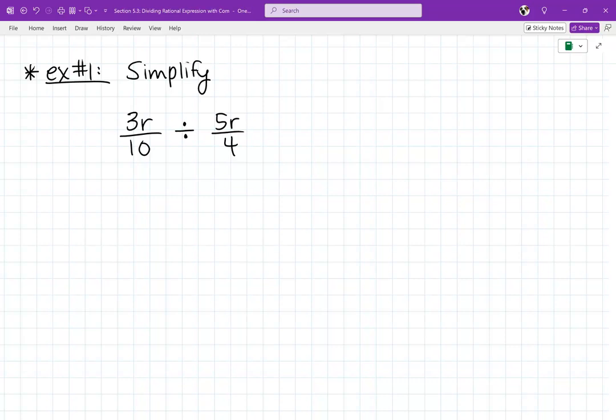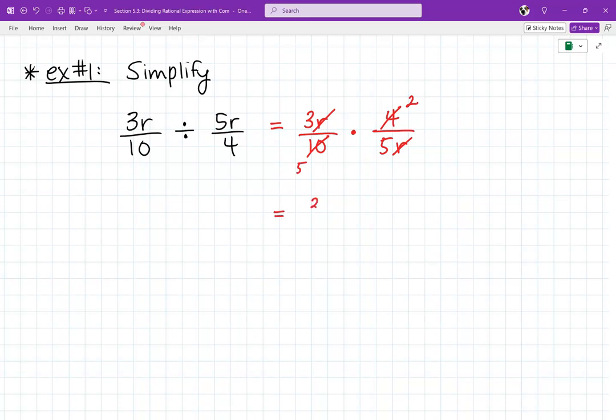Okay? So this one right here, I have 3r over 10 divided by 5r over 4. So the very first thing I'm going to do is rewrite 3r over 10 times 4 over 5r. Okay, now notice I can cancel out the r's right away. The r's are diagonal to each other. I can get rid of those. Those are gone. What else can I simplify? The 10 and the 4, right? I can divide those by 2. So 4 divided by 2 is 2, and 10 divided by 2 is 5.